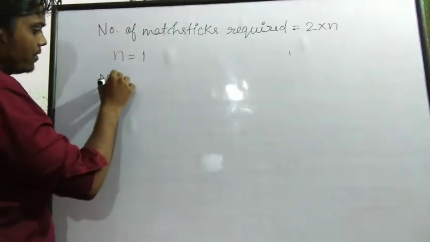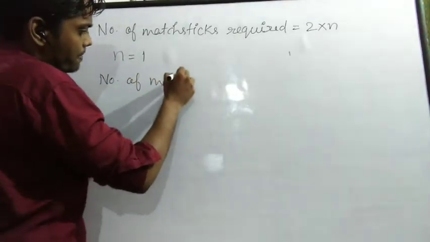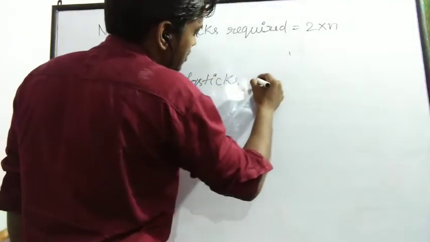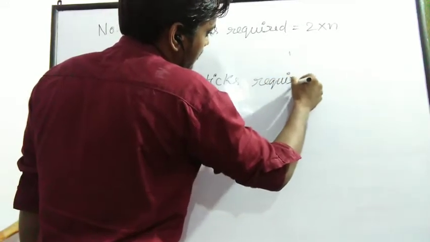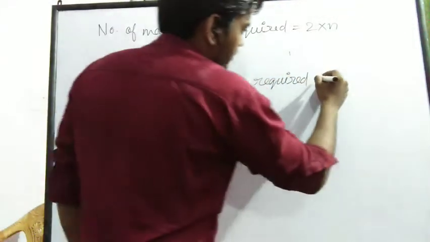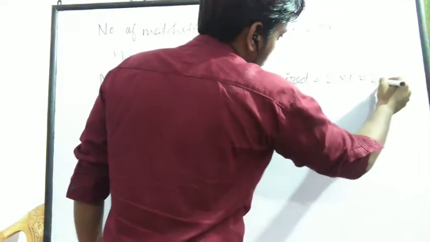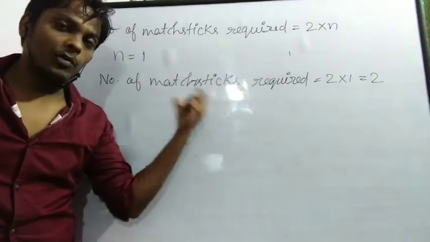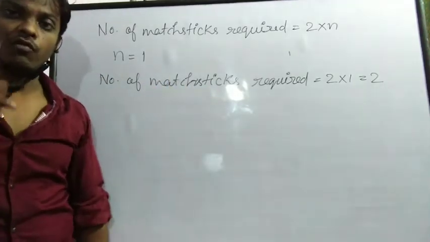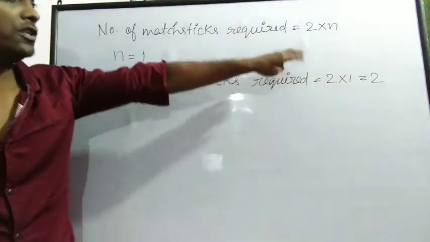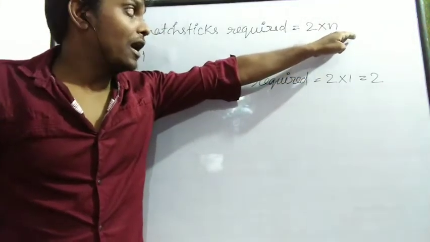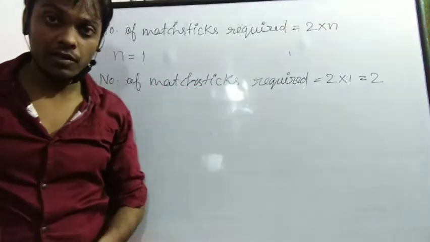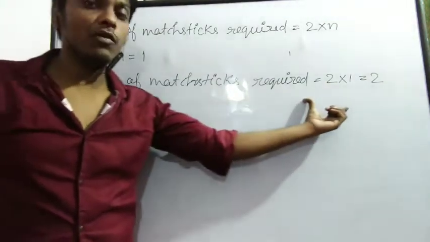So the number of matchsticks required to form 1 L is 2 into 1, that is 2. As we have already seen, the number of matchsticks required in the formation of 1 L is 2. See, this is our formula by the help of algebra. We just created one formula. Now we are creators of the formulas.